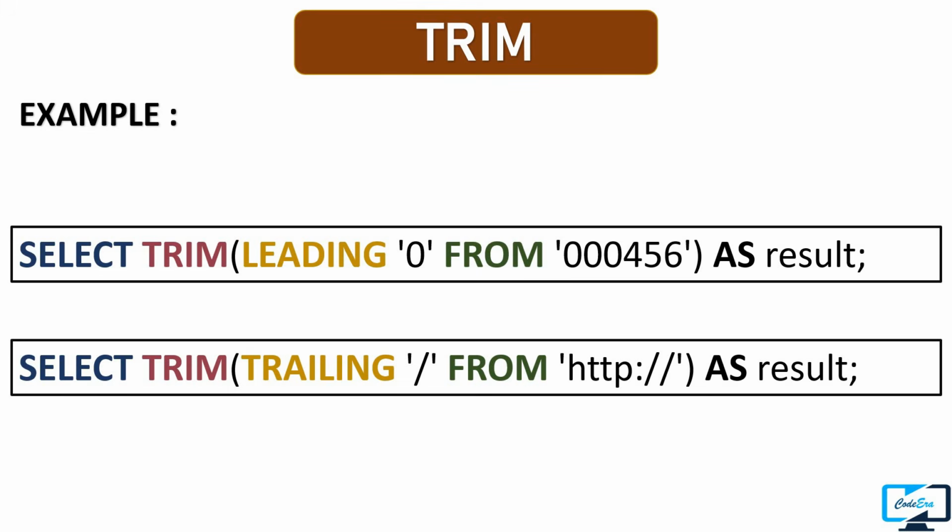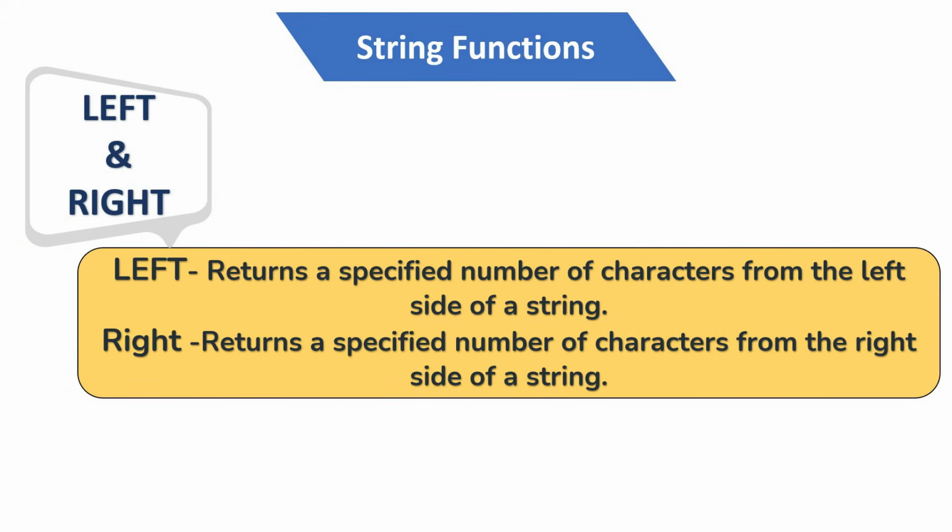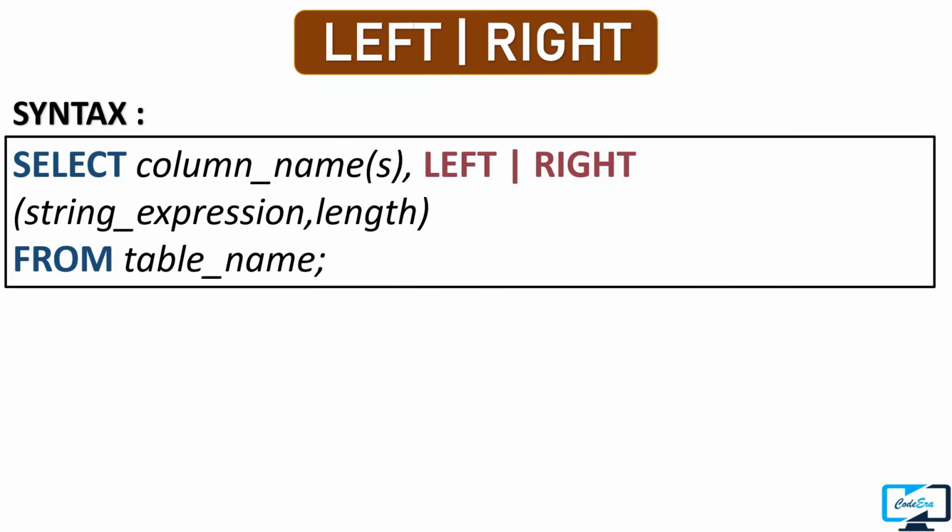So after the trim function, our last string functions are left and right. So the left function returns a specified number of characters from the left side of a string, while the right function returns a specified number of characters from the right side of a string. So here is the syntax to use these functions. So we have to write left or right keyword as per our need, and in parentheses we have to pass the string expression and the length. So let's see one example for better understanding.